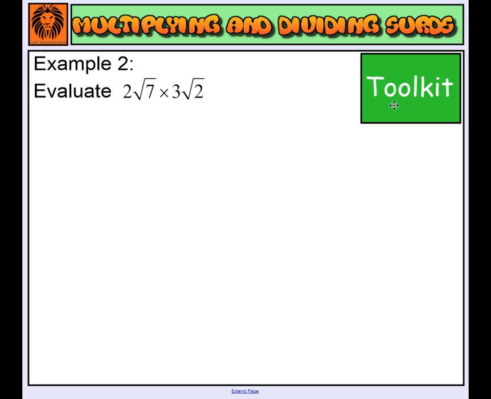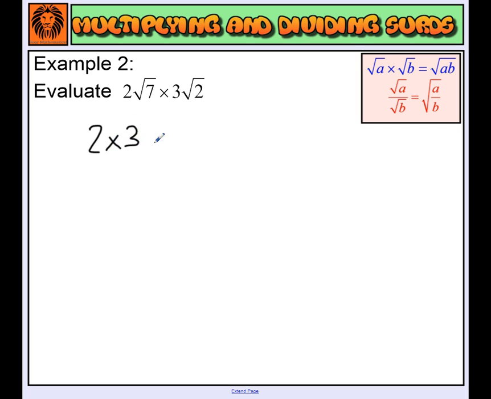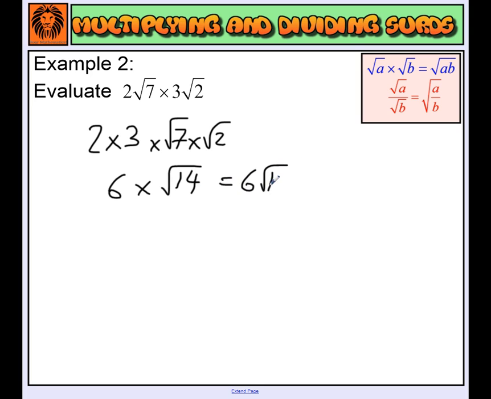Example 2, we need to evaluate 2 lots of root 7 times 3 lots of root 2. We can rearrange this again just like example 1, so we have 2 times 3 times root 7 times root 2. Now, 2 times 3 is 6, and root 7 times root 2 is root 14. And we know we can just write this as 6 root 14. As we can't simplify root 14, this is the answer.